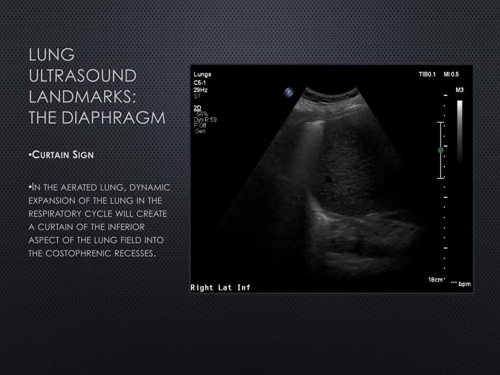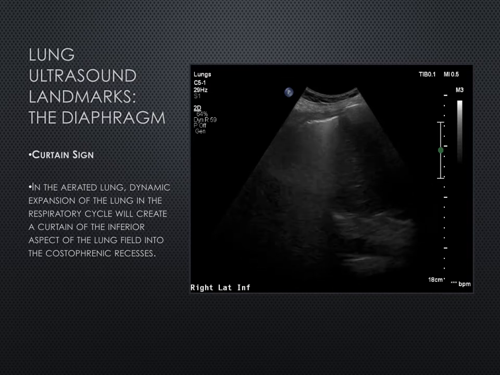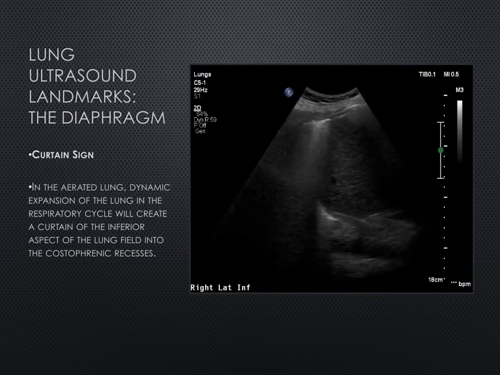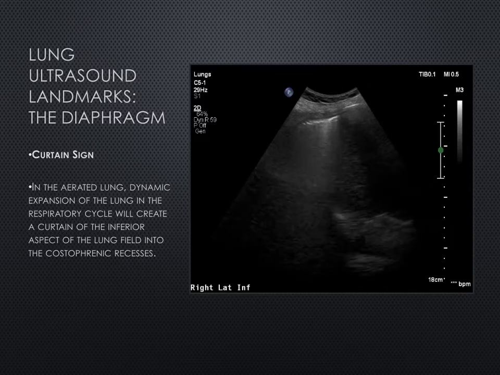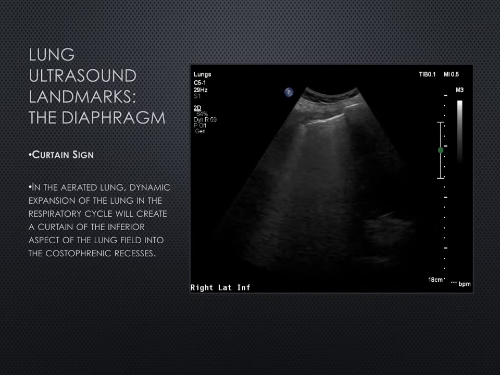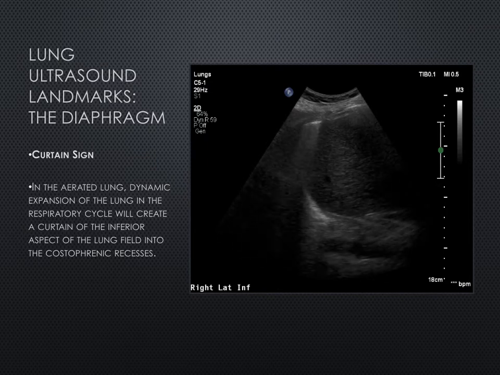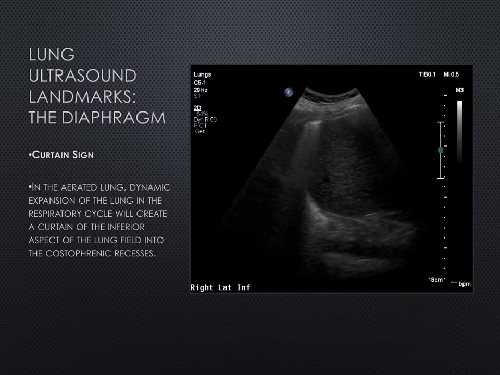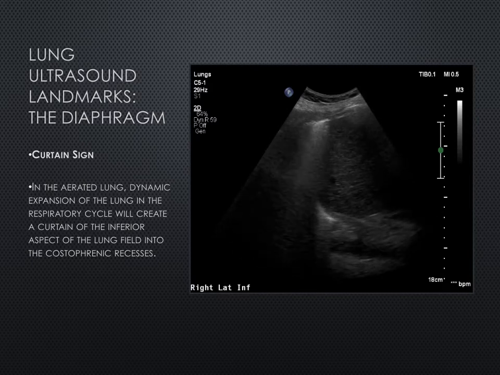Finally, the next, we can call it a landmark, but we can also call it an artifact pattern that's being generated. Before, we were talking about the visualization of the diaphragm itself, but what do we want to see with a diaphragm? We want to see a couple of things. We want to see that the diaphragm is moving, so we're looking for excursion of the diaphragm, in the fashion that you would expect with the ventilation pattern that you're observing in the patient.